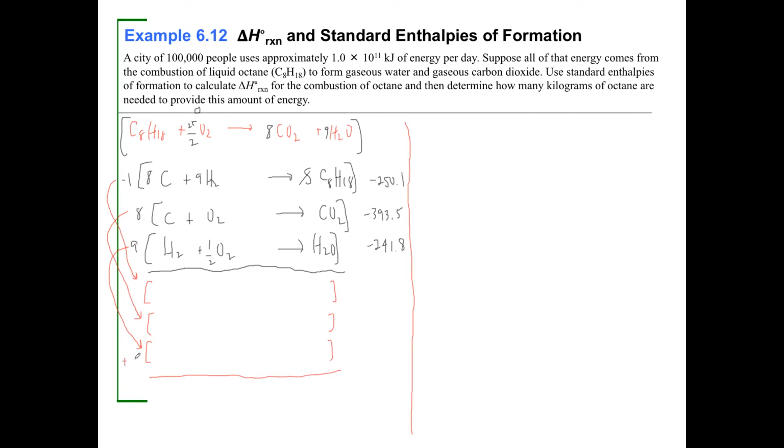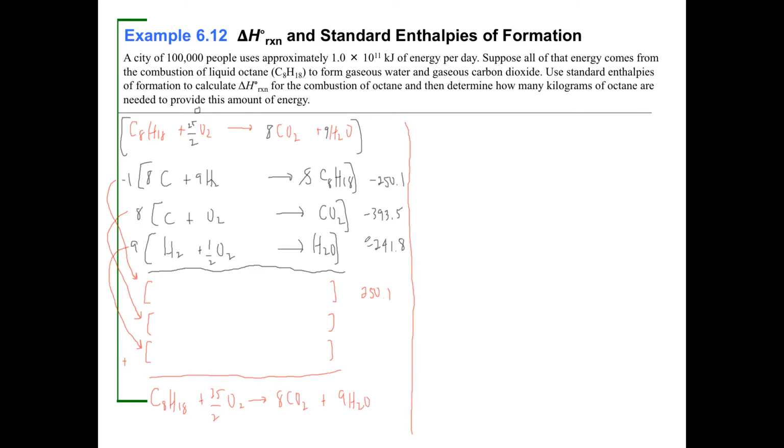After you've done that, add them all up and see that they, in fact, do go to C8H18 plus 25 over 2 oxygens. Sorry about the text there. Plus 8 carbon dioxides plus 9 waters. That's what they're going to come to. Okay? So I'm going to take this number and multiply it by negative 1. It becomes 250.1. This I'm going to multiply by 8.